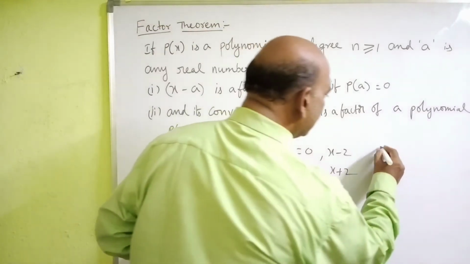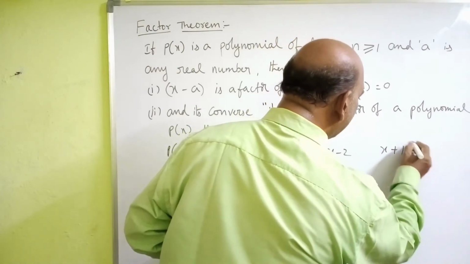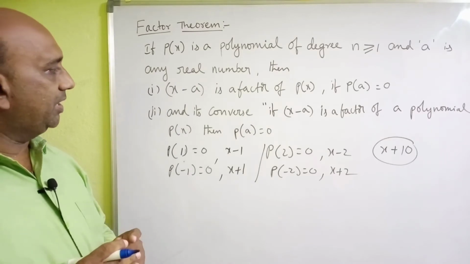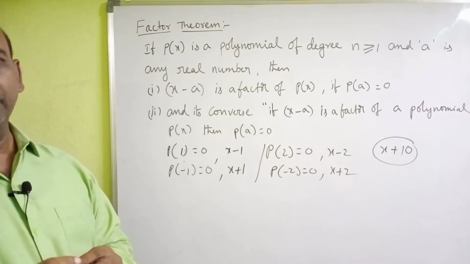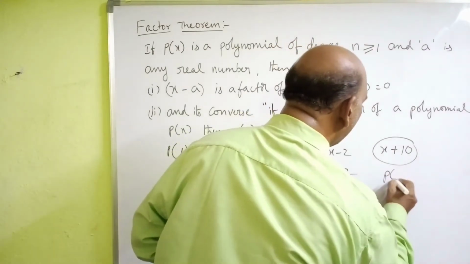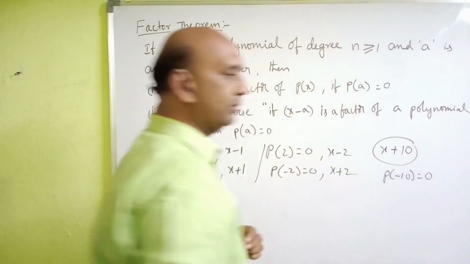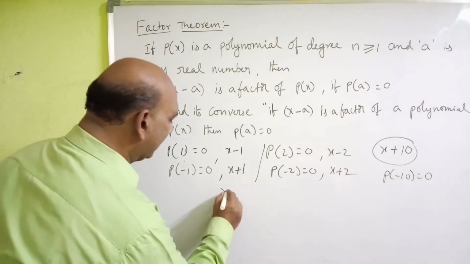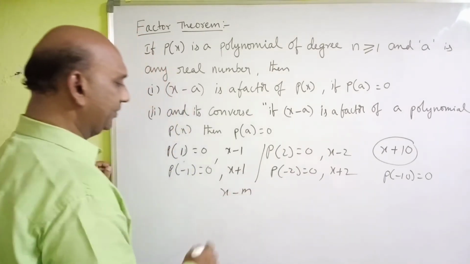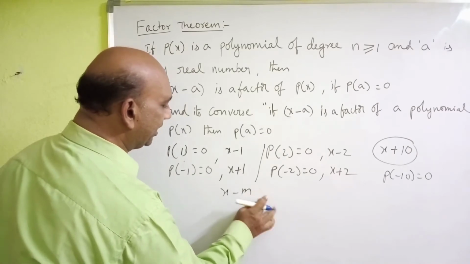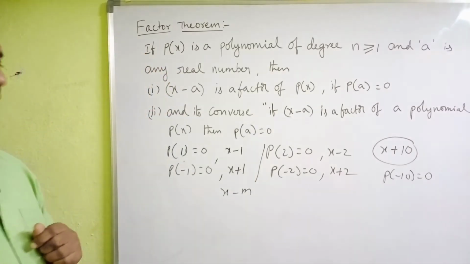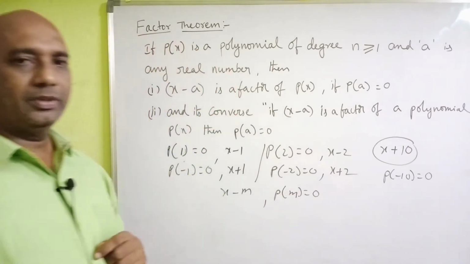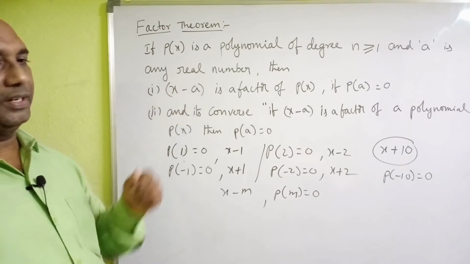Conversely, if x plus 10 is a factor of the given polynomial, that means p of minus 10 will be equal to 0. It's the converse. If x minus m is a factor, then we can say that p of plus m equal to 0. So this is the factor theorem.